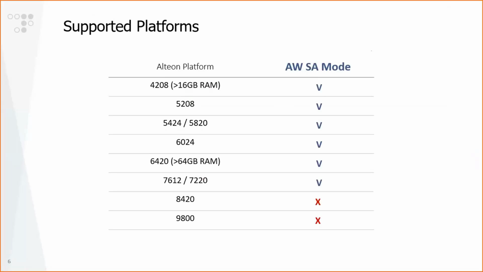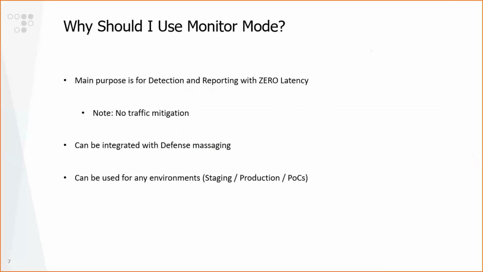So to summarize what we went through so far, basically the question is, why should I use monitor mode? The main purpose is to detect and report about attacks with zero latency. As I said, we have no traffic mitigation in this mode, but if you would like to mitigate the attack, you can use the defense messaging and signaling the attacks to the defense point, the perimeter.